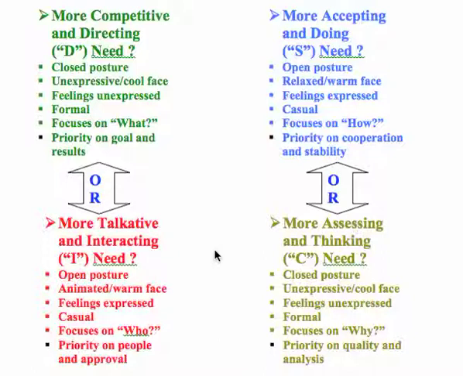Alternatively, the red, the high I, is more talkative with an open posture, more animated and a warm face, with more feelings expressed, more casual, and talks more about the who. You can very quickly see whether it is one or the other, and then you know if the person you're going to deal with is a high D or a high I.